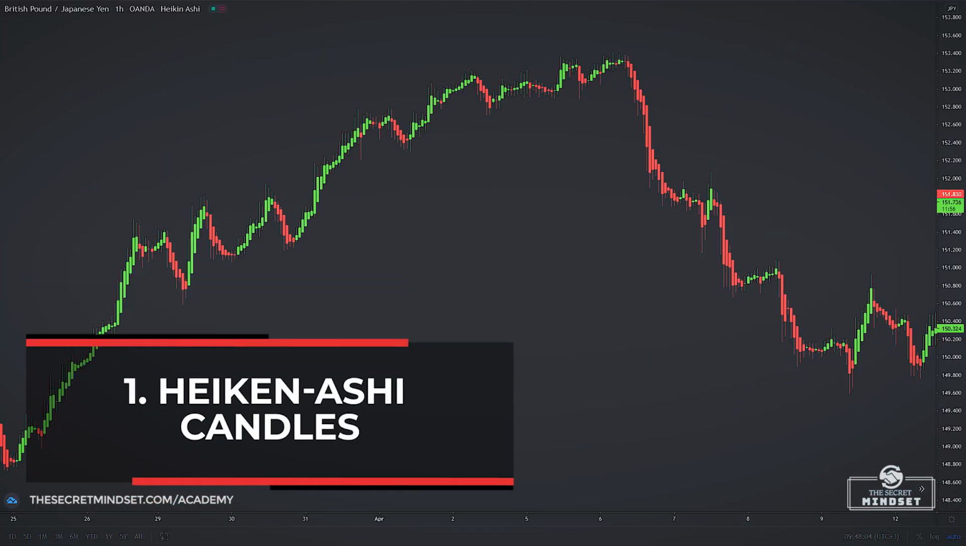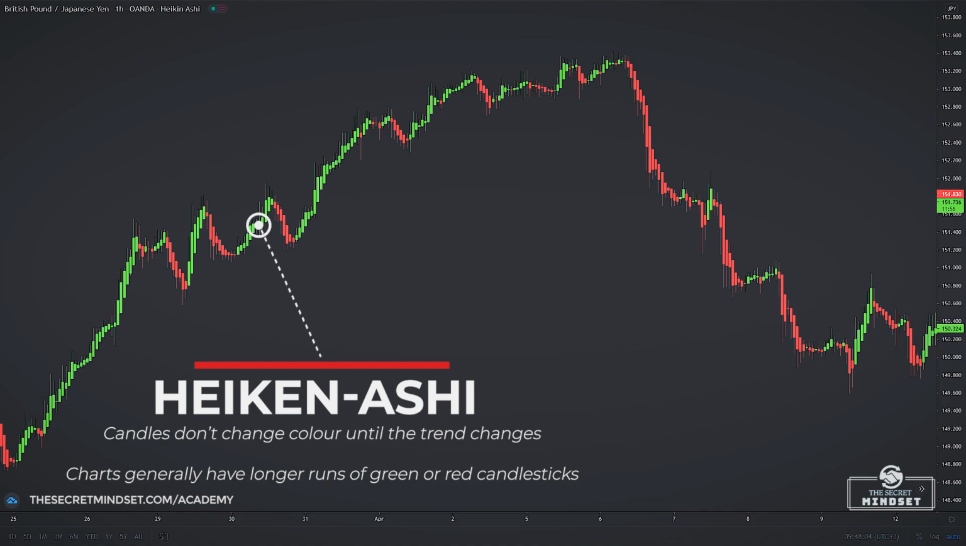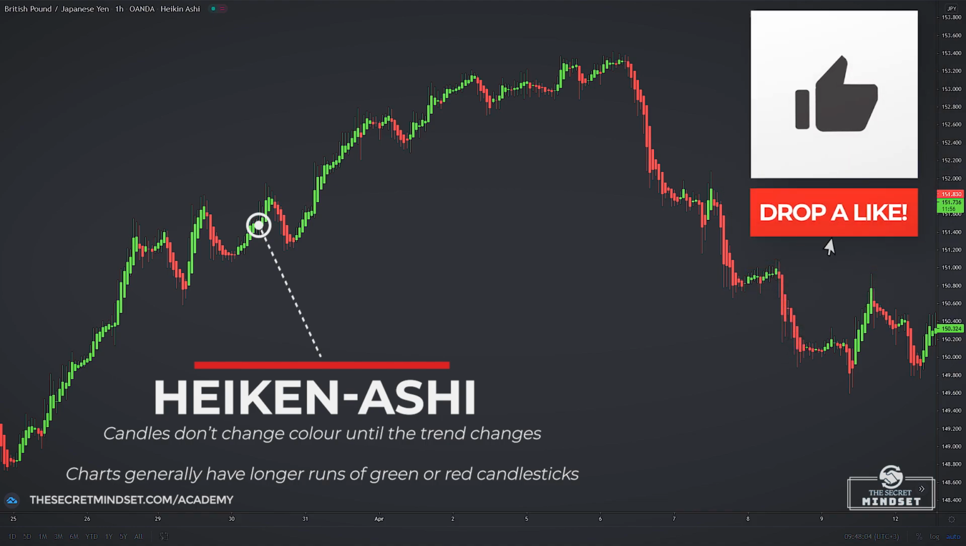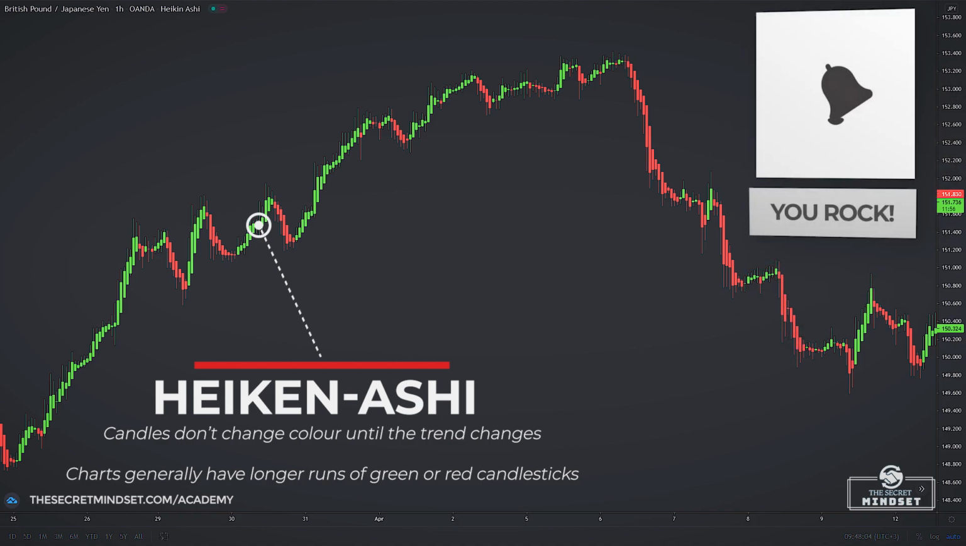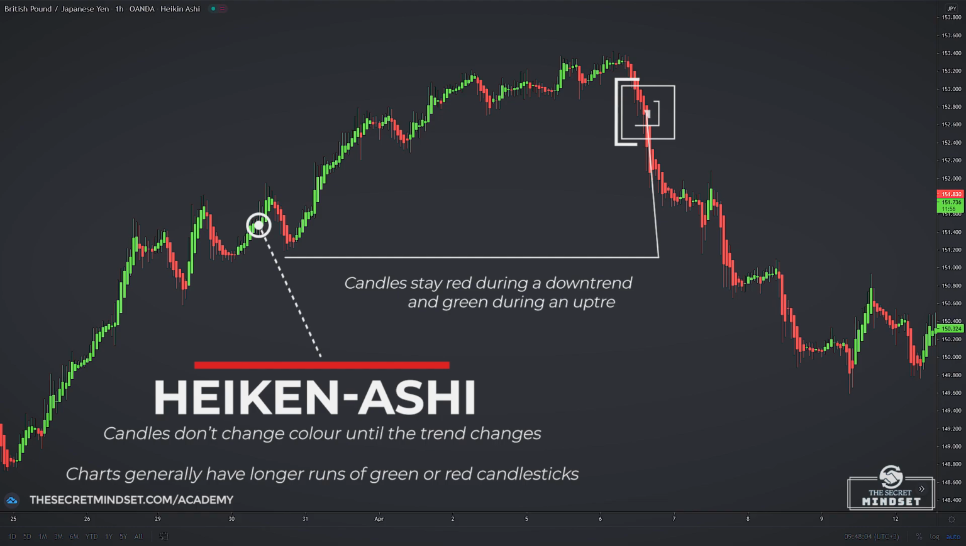Heikin-Ashi candles essentially capture the pace of price. What I like about the Heikin-Ashi charts is that candles don't change color until the trend changes, and as a result, these charts generally have longer runs of green or red candlesticks. There's a tendency with Heikin-Ashi for the candles to stay red during a downtrend and green during an uptrend, whereas normal candlesticks alternate color even if the price is moving dominantly in one direction.